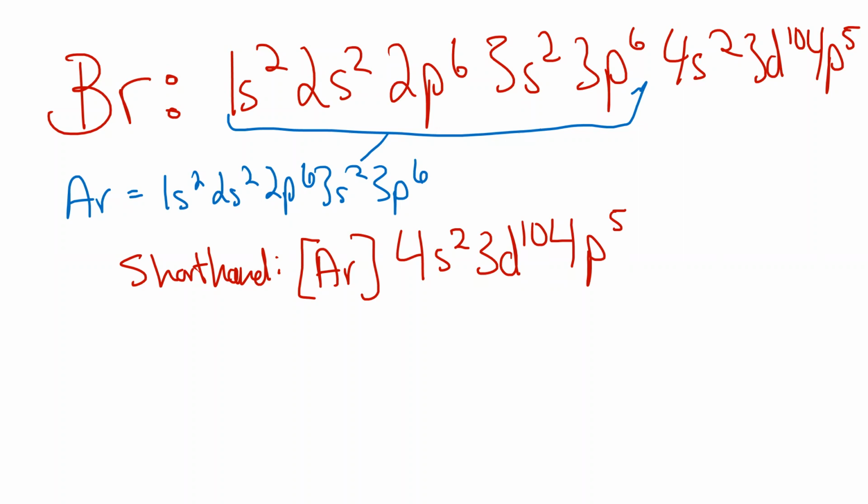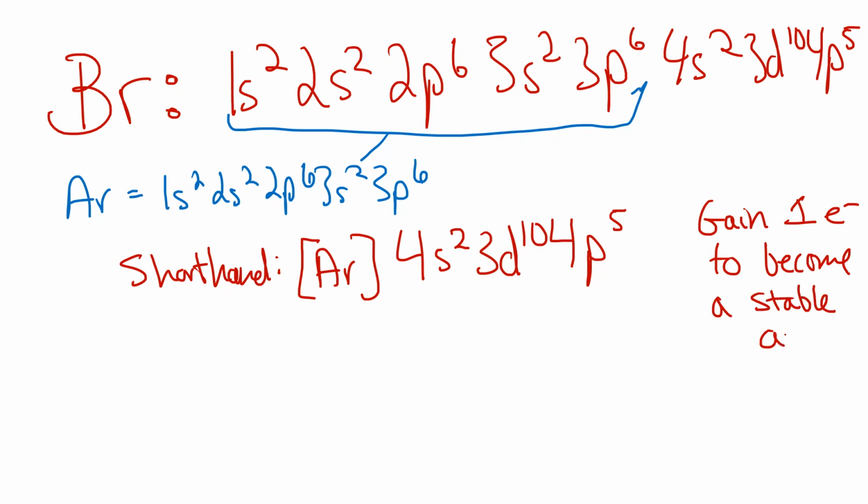That is, if you are sitting at 3 or less, it's always going to be easier to lose. If you're sitting at 5 or more, it's always going to be easier to gain. Okay. So gain 1 electron to become a stable anion, becoming the bromide anion. What is the electron configuration of bromine? Sorry, the bromide ion.